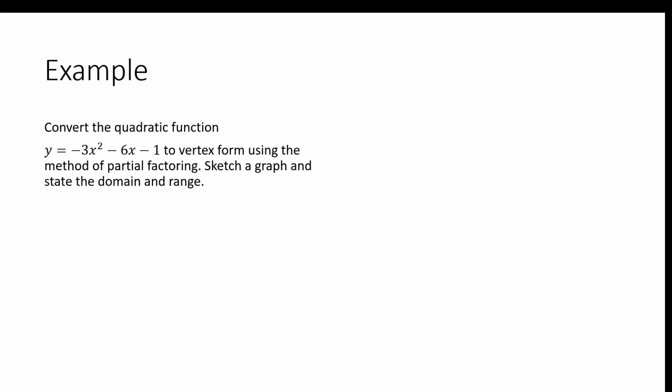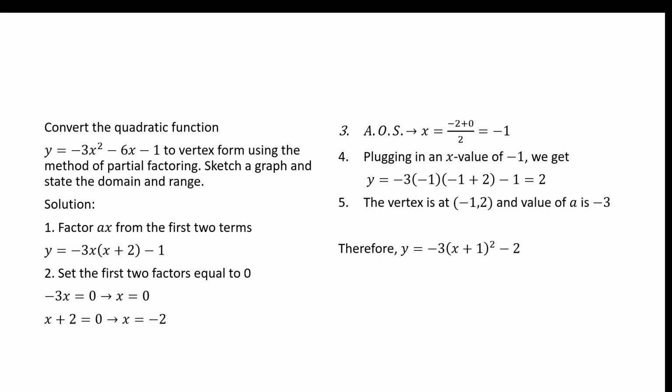All right, let's see this done with an example. We're given y equals negative 3x squared minus 6x minus 1. First thing we do is we factor ax from the first 2 terms. So in this case, a is negative 3, so we factor negative 3x from the first 2 terms, which gives us negative 3x times x plus 2. We set each of these 2 partial factors equal to 0. If we set negative 3x equal to 0, then x is 0. If we set x plus 2 equal to 0, then x is negative 2.